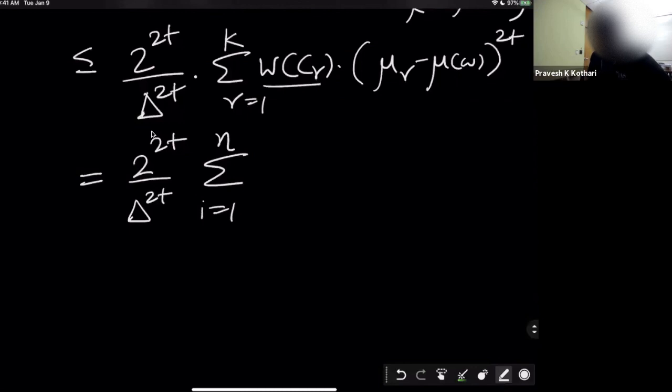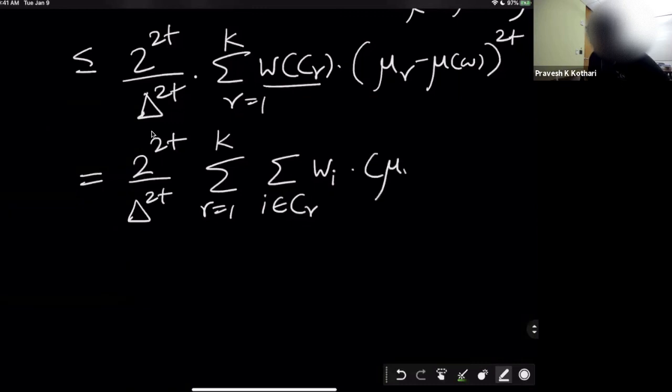So now what do I have? Maybe I can do it a little bit more slowly. I can write it as r equals 1 through k. Then I can write it as i in C sub r, w i. Hopefully this step is absolutely clear, right? I just replaced w(C r) by what its meaning is. Its meaning is the sum of w i over i in C r times k over n. Still following?